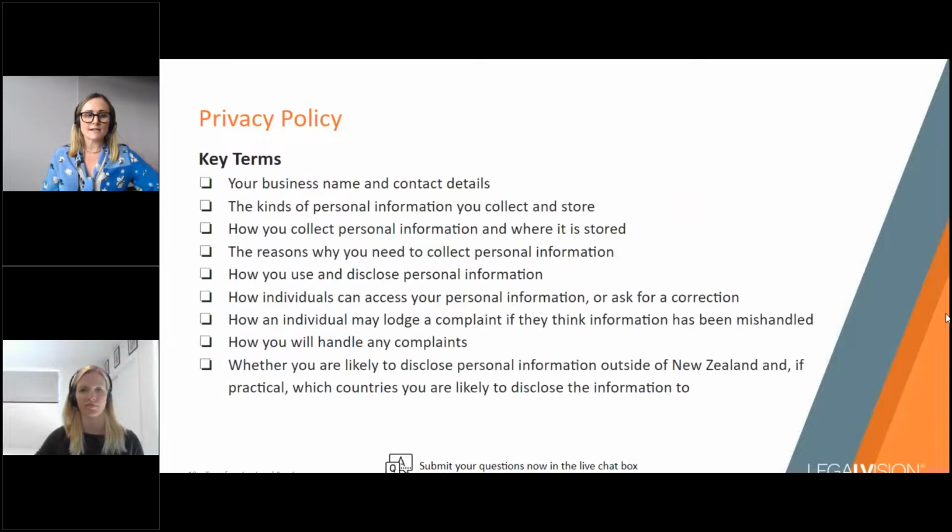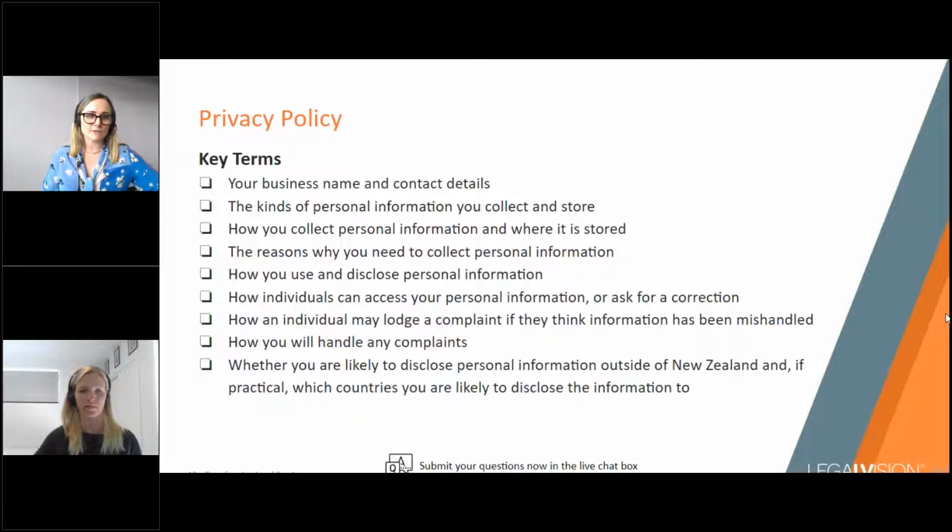A privacy policy sets out information that you collect from an individual, how and why you collect that information, how you store it, how you use it, and who you disclose it to. In addition, it should specify how an individual can access and correct their information and how they can make a complaint if they think that their information has been handled in a way that is not in accordance with privacy laws.